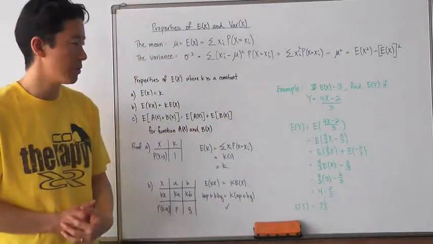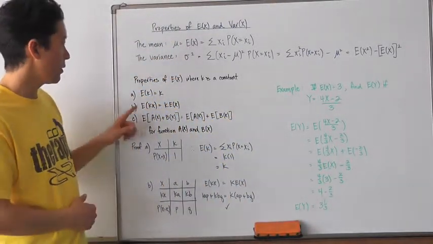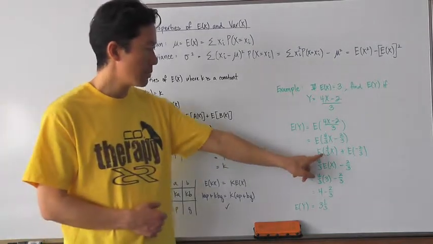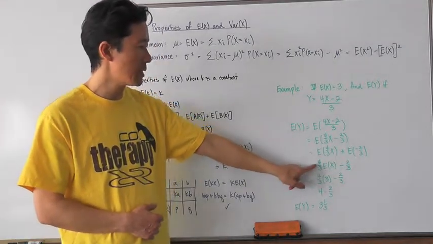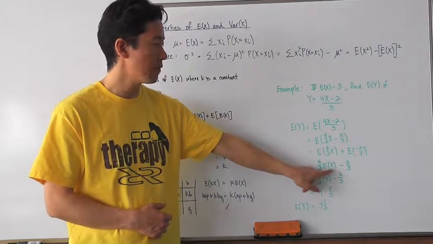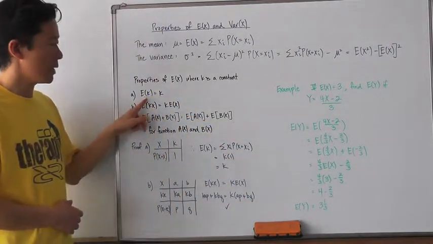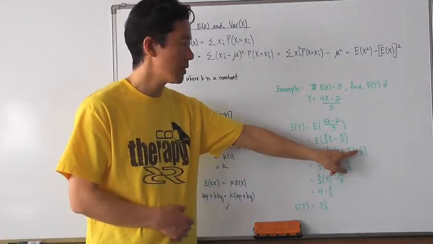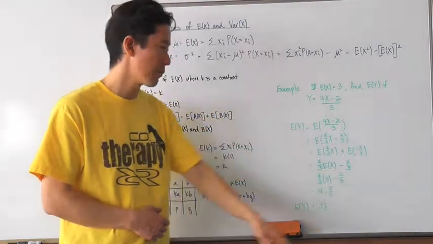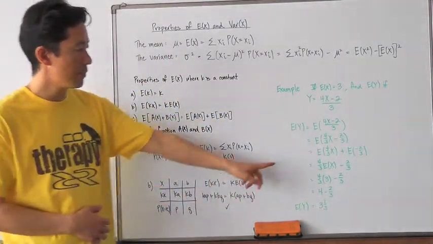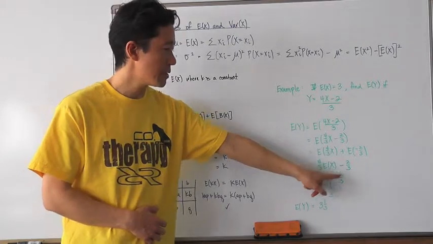expectation of negative 2/3. Now, if I use property B, the expectation of 4/3 x is the same thing as 4/3 times the expectation of x. And if I use property A, of course the expectation of negative 2/3 is just negative 2/3. So what I have now is 4/3 times the expectation of x minus 2/3.